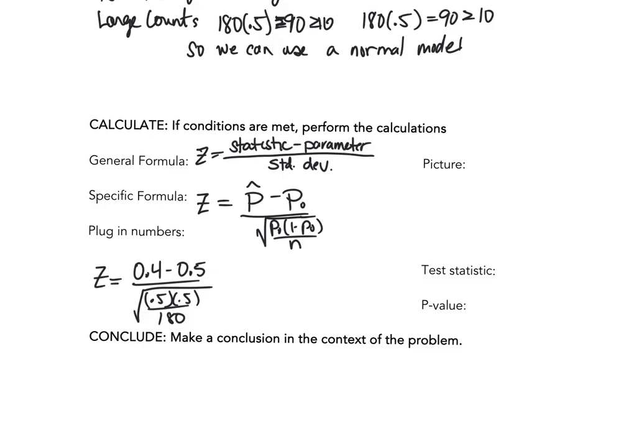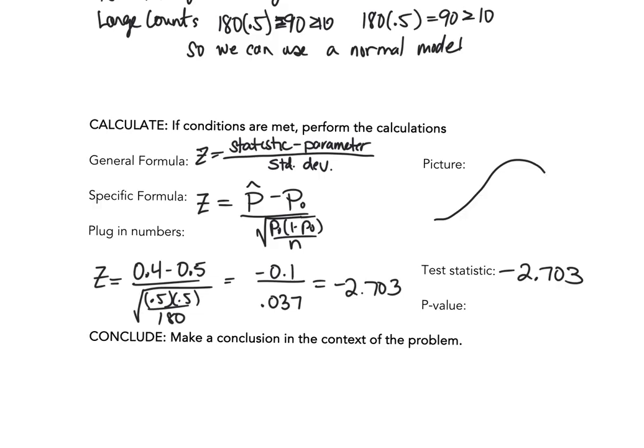I like to get my standard deviation first. And so this is negative 0.1 divided by 0.037. And I get negative 2.703. That is my test statistic. The z-score is my test statistic.